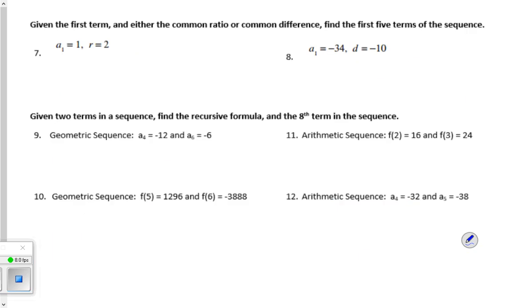Okay? So we're going to get into this a little bit deeper now. It says given the first term and either the common ratio or common difference, find the first 5 terms again. So pretty much exactly the same. They just haven't written it in the official notation.